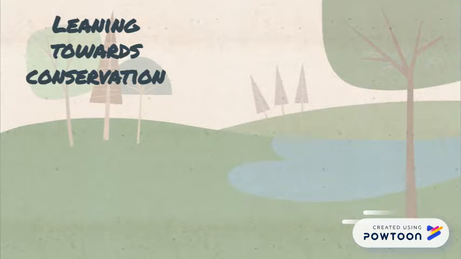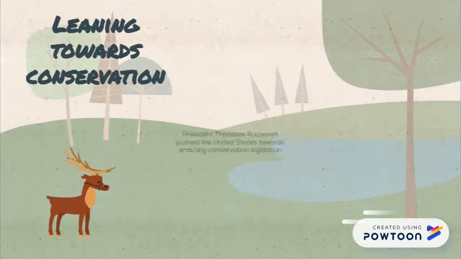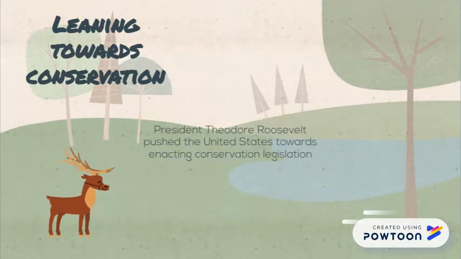United States species conservation first began when President Theodore Roosevelt established one of the first national wildlife refuges, which indirectly protected endangered species by protecting their habitat from habitat degradation.